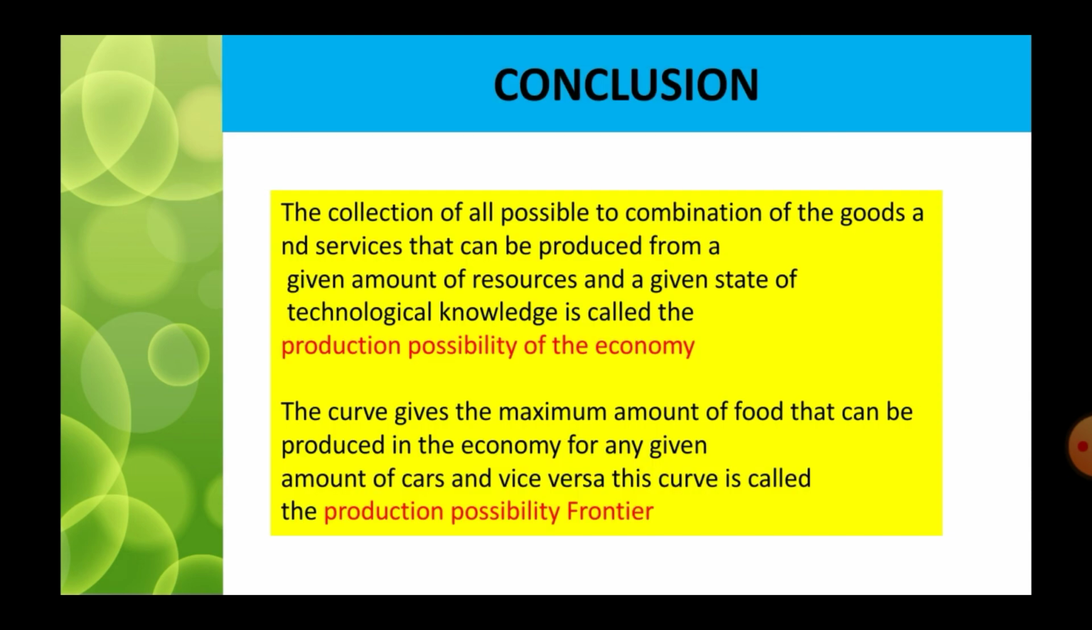Let's derive a conclusion. The production possibility curve can be explained as the collection of all possible combinations of goods and services that can be produced from a given amount of resources and a given state of technological knowledge, called the production possibility of the economy. The curve gives the maximum amount of food that can be produced in the economy for any given amount of cars and vice versa. This is called the production possibility frontier. Thank you.